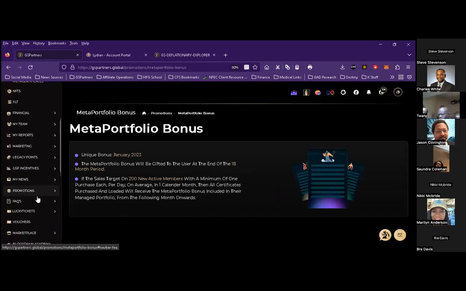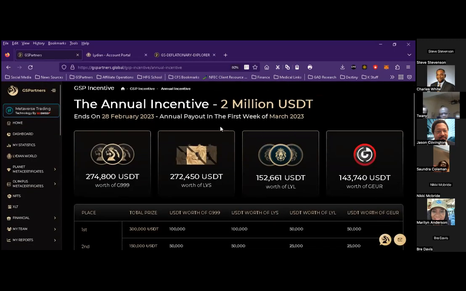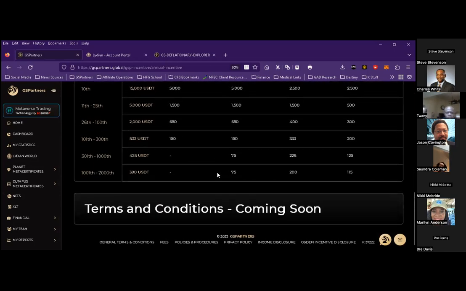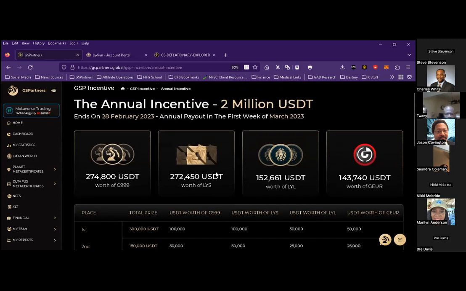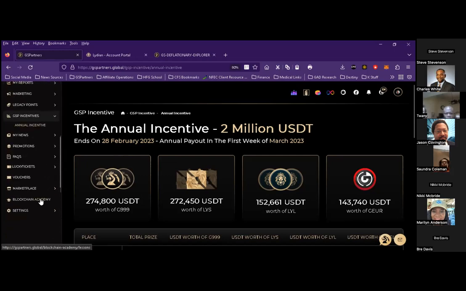So that is promotions. The incentives, there's only one right now. This is the $2 million incentive. I do recommend you read through it, because additional information about this incentive will be coming soon, because it ends at the end of this month. So they're going to have to tell us about it. So keep your eyes open for those announcements.